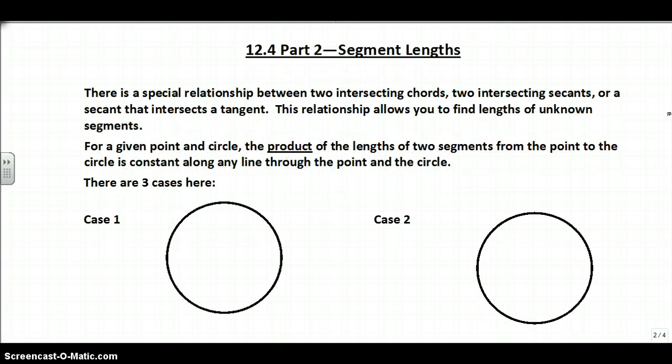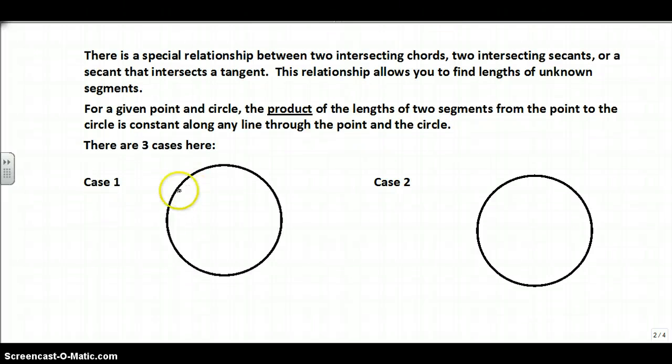For a given point in a circle, the product, so product is going to be multiplication, of the lengths of two segments from the point to the circle is constant along any line through the point and the circle. So there are basically three cases. Case one is the chords. I'm drawing the chords as non-specific as I can.